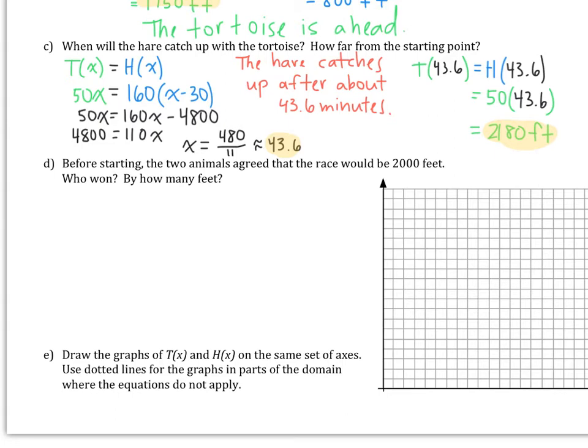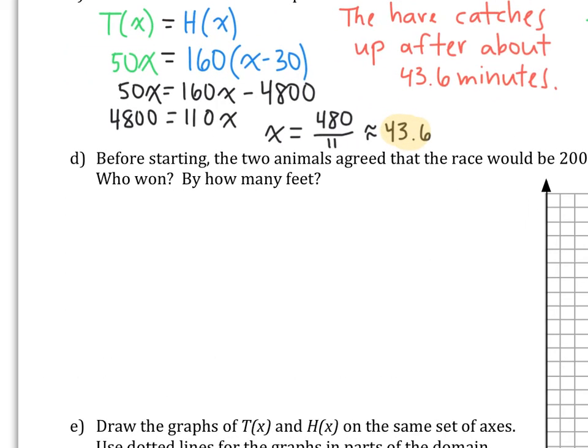So what can we do? Well, to start off, we can find out when the tortoise got to 2,000 feet. So we're going to set our tortoise equation equal to 2,000. Okay? So we get 50x equals 2,000. So we get x to be 40. So that's how long it took the tortoise to finish the race.